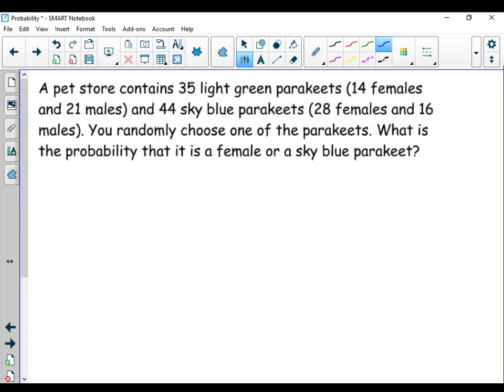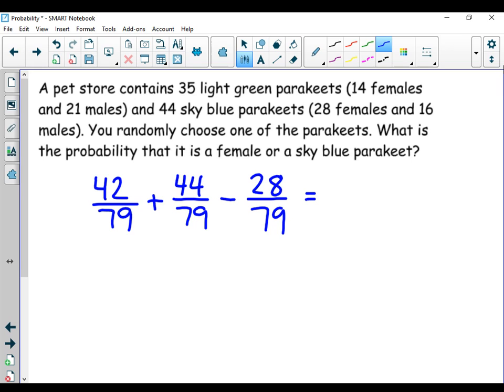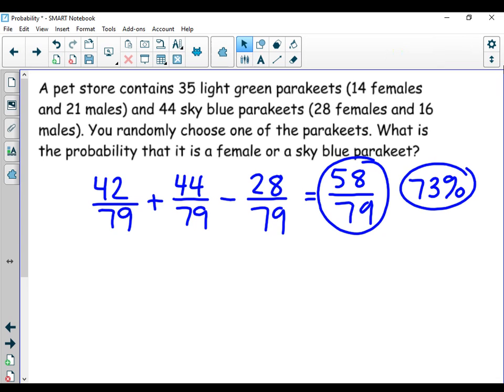42. 42 out of 79 total. Okay. Probability that it's a sky blue parakeet? 44 over 79. Okay, and then a female sky blue parakeet. 8 over 79. Okay, if we reduce that, we should get 58 over 79, or in other words, 73%. 73% chance. Okay, any questions on that one?